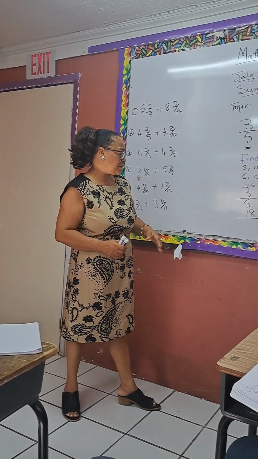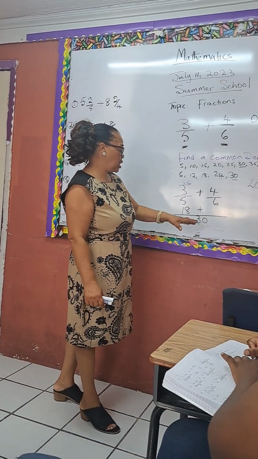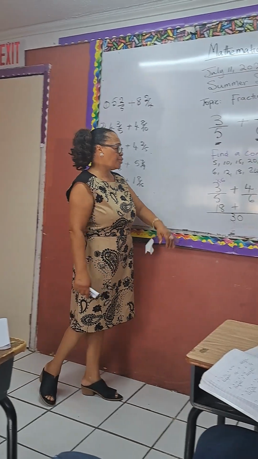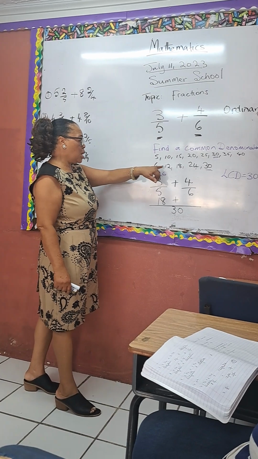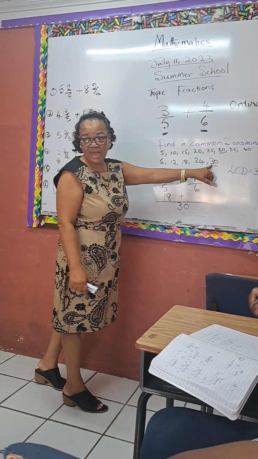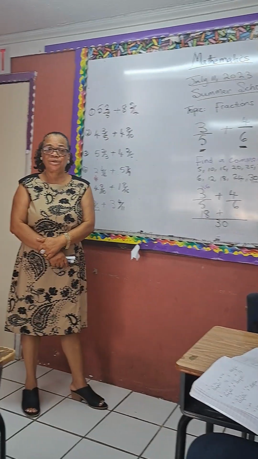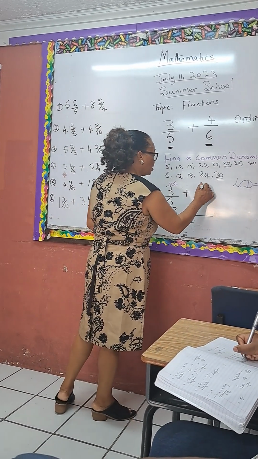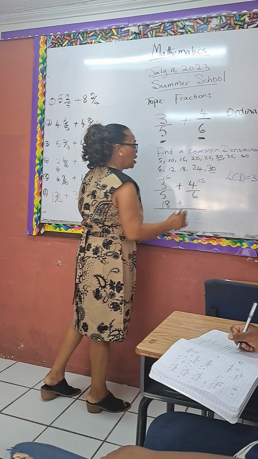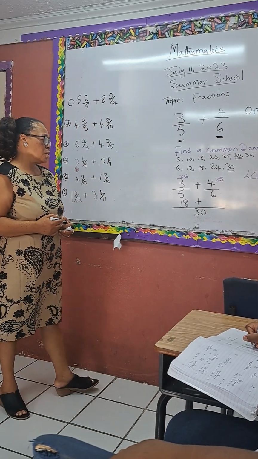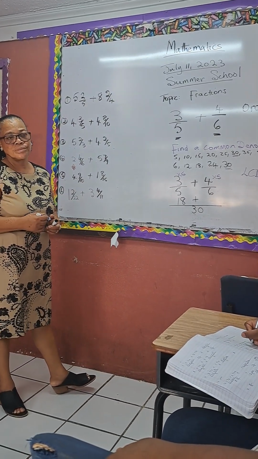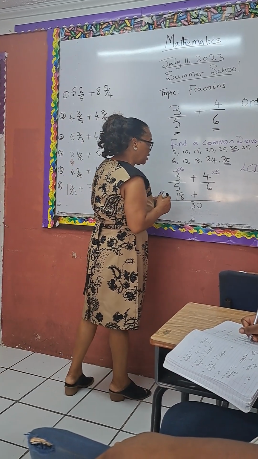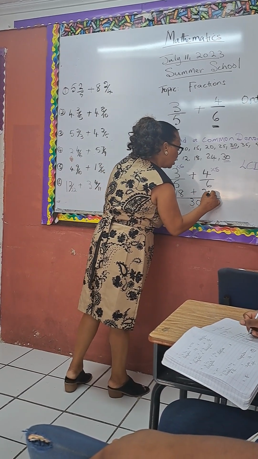Now I'm going to take the 6. 6 into 30. How many times can I get 6 out of 30? The table is right here. 1, 2, 3, 4, 5 times. 6 into 30 is 5 times. So I'm going to take the answer that I get, which is 5, and multiply 4. What is 5 times 4? 20. So now I have 18 plus 20.